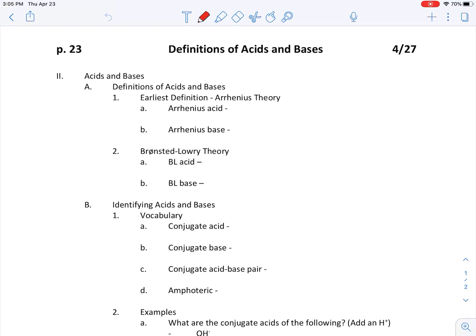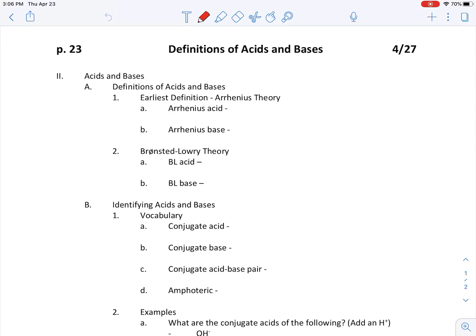We are talking about acids and bases. Last week we talked about molarity. Today we're going to talk about acids and bases, and next week we'll revisit that molarity when we do pHs. But for right now we're talking about acids and bases, so let's start by defining them. Our very first definition of an acid and base came from Arrhenius.